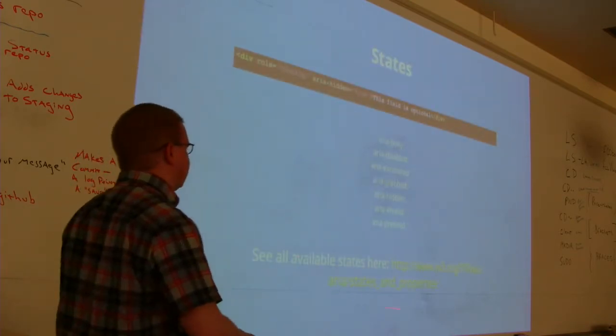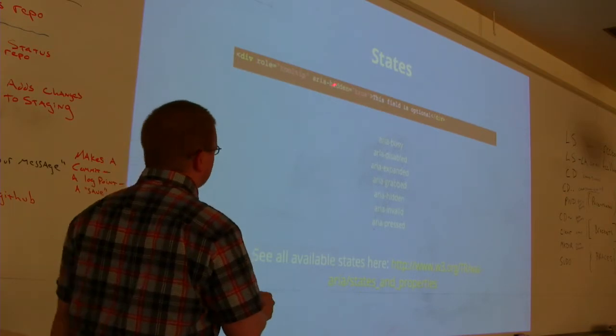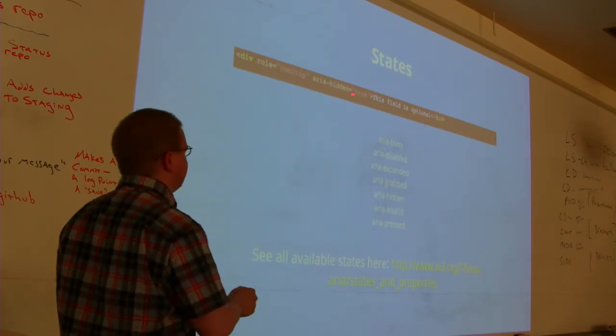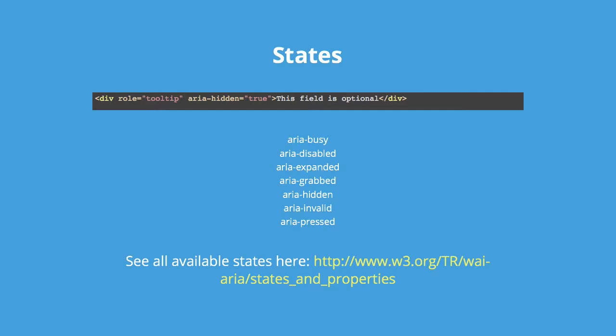So states are very similar to properties. They also work as an attribute here, but it's a true or false. It's a Boolean value. And they're listed at the same URL here, so you can just click there. It says things like busy, something else is happening there. Disabled, expanded, if you had an accordion, for example. Grabbed, if something was grabbed. Hidden, invalid, pressed. So these are states. There are fewer of them than there are properties.